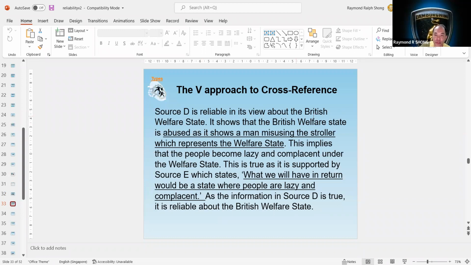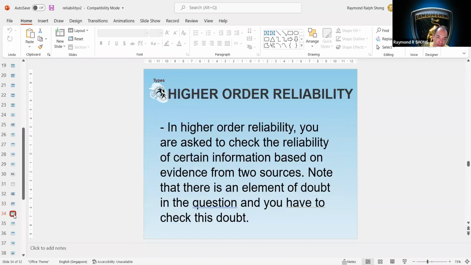Is it reliable in his view about the British? No, this implies, always write this. Okay, some of you never put this. This implies that, write down this word. This implies that the people become, okay, and then you say, quote again, as the information stored in source D is true, therefore it is reliable. Use the magic word, therefore, hence.